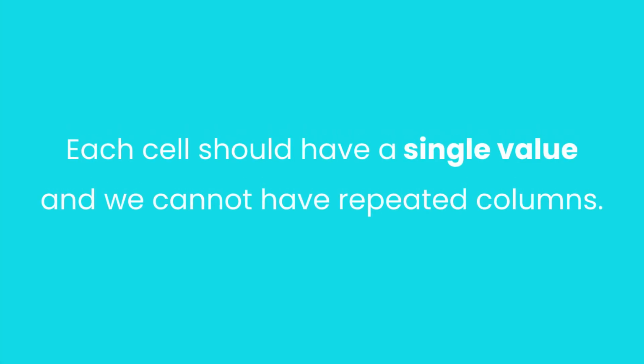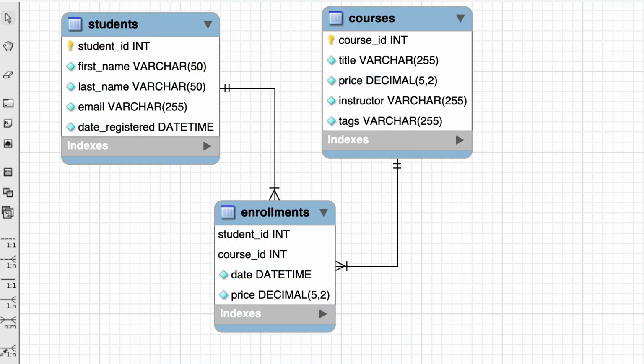The first normal form says that each cell in a row should have a single value and we cannot have repeated columns. Now look at the tags column in the courses table. Here we're violating this rule because we're going to store multiple tags in this column and separate them using a comma. So we're going to have multiple values in this cell or attribute.